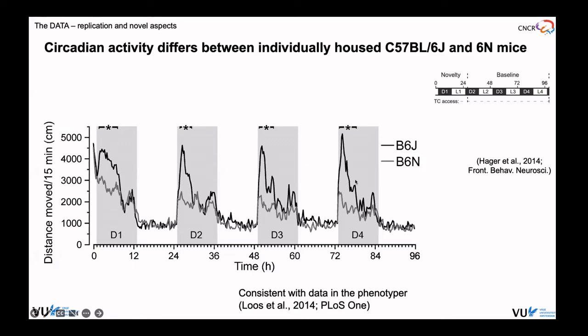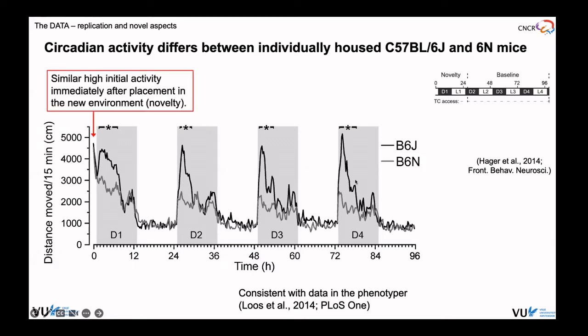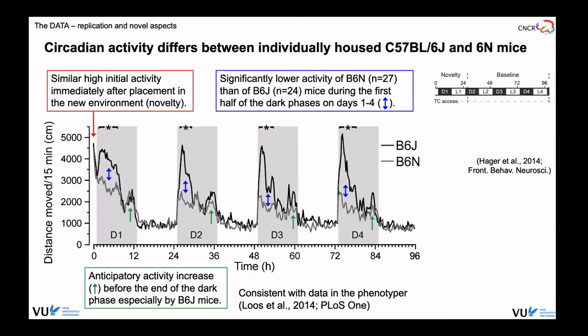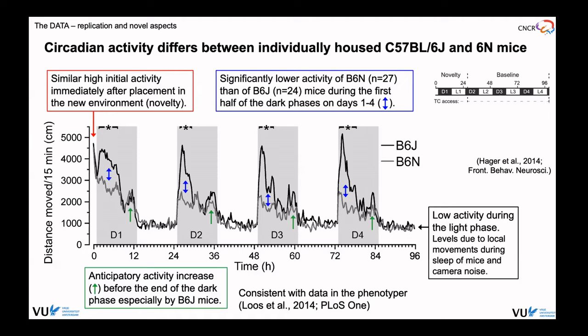So in this, consistent with other data, I can tell you we have a similar initial activity. We see significant differences between black 6N and 6Js repeatedly, also in different measurements. We have an anticipatory activity increase at the end of the dark phase. And in the end, we have a low activity that partly is also a little bit inflated by the noise of the cameras and so on. But actually, we recently confirmed that this is exactly the same pattern that we see in the DVC.